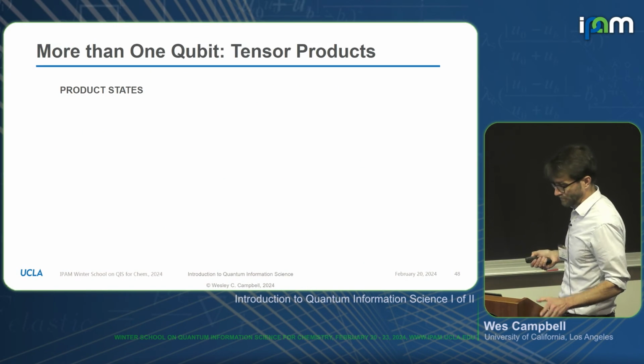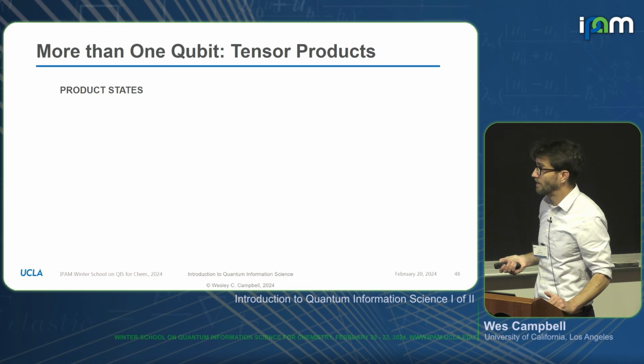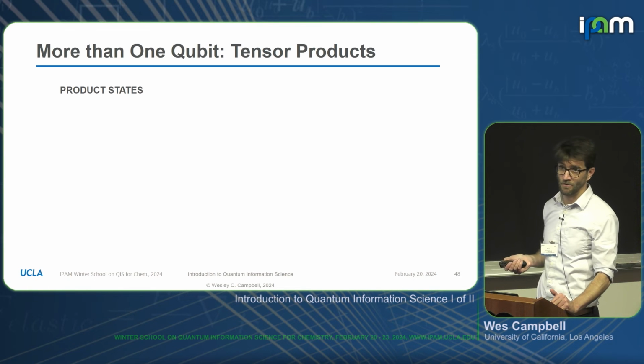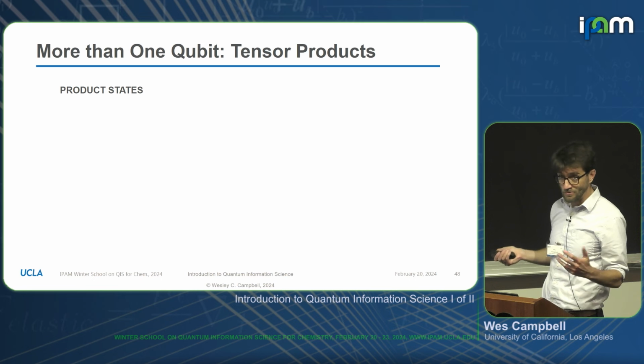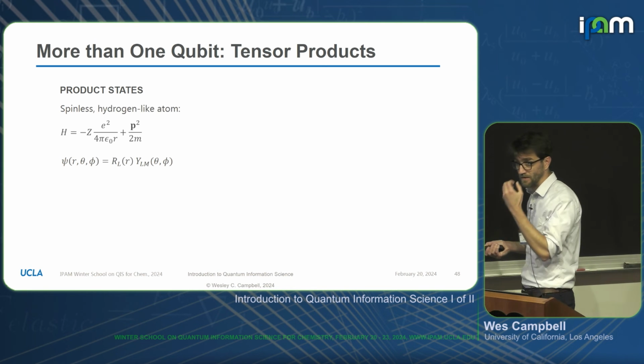Now we're going to get into multiple qubits, which is where I wanted to finish the talk today. What I'm trying to get to here is to give you some flavor for how a quantum computer is powerful and why it's powerful. To do that, we have to talk about more than one qubit. So let's talk about product states.